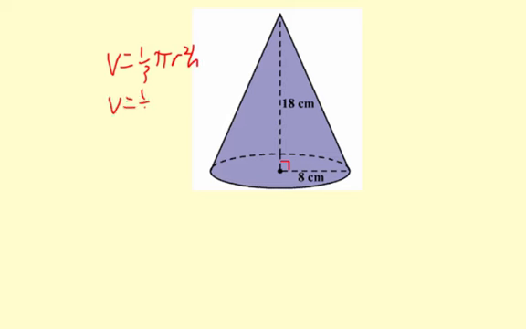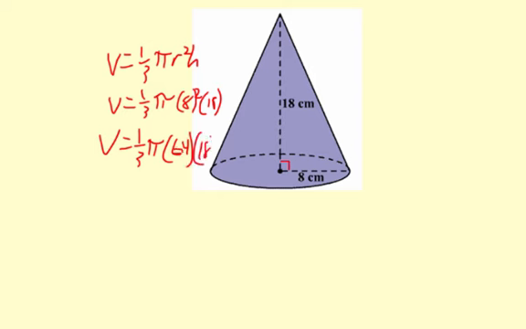Volume is 1/3 pi times 8 squared, and then the height is 18 centimeters, so times 18. So volume is 1/3 pi. 8 squared is 64, and then times 18. Okay, so let's see. Volume is 1/3 pi, and 64 times 18, I'll do that on the calculator, 1,152.